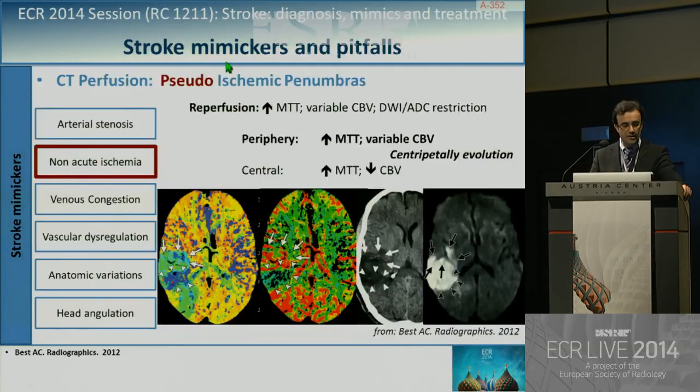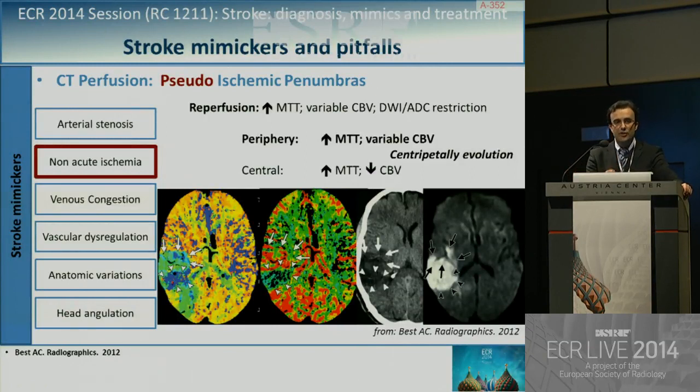This is a very interesting picture that I took from a paper because you see here that you have the infarction area, and over the infarction area you have two different perfusion patterns. In one, a clear area of increased MTT and decreased perfusion, and the other one was being reperfused. So the CBV was coming to normal, but with an increased MTT. But this is not a penumbra. This is an early reperfusion.